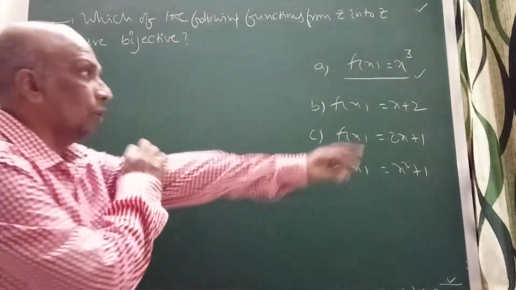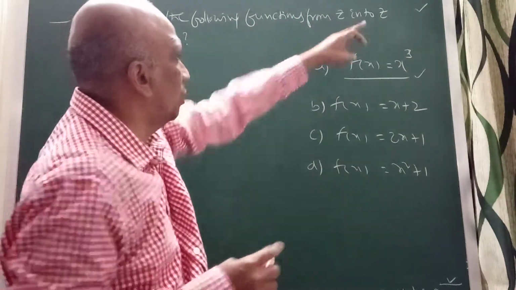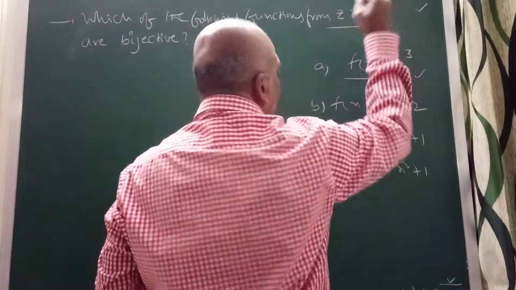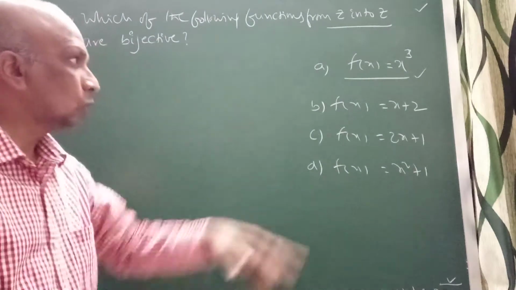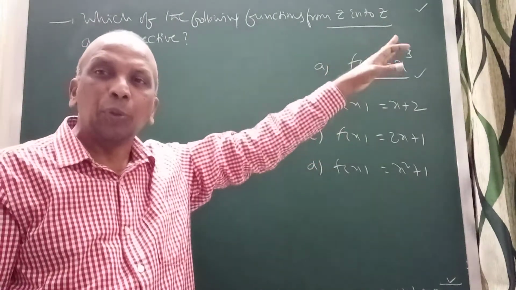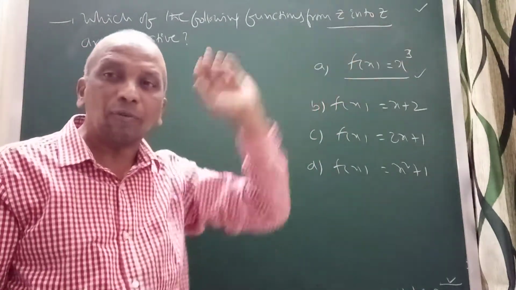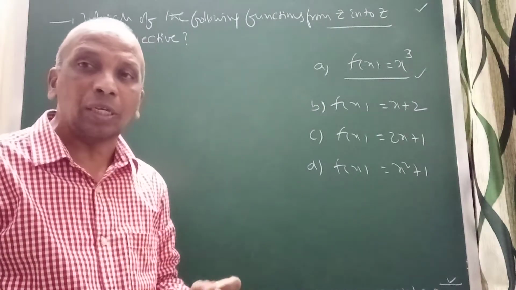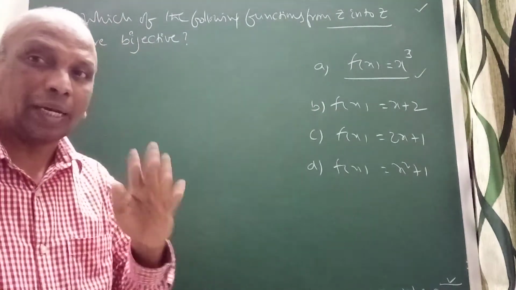You can check that it is one-one. The function is given from Z to Z. So you will get f of 1 is 1, f of 2 is 8, all different elements. So different elements in the domain have different images. So clearly it is one-one.